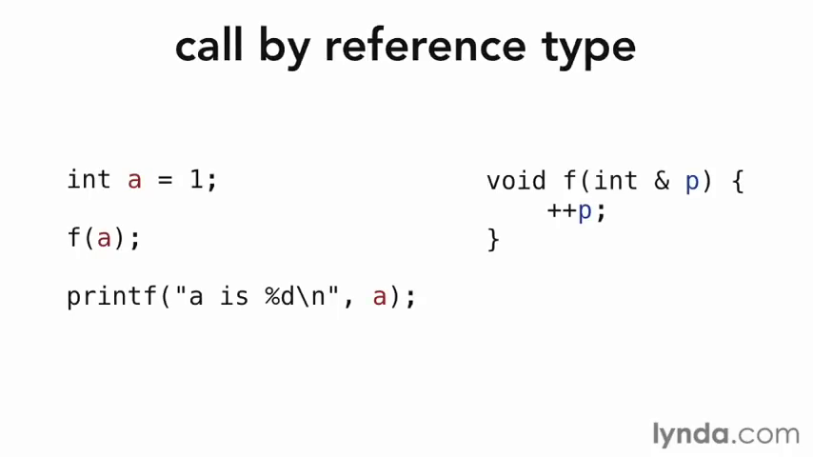In C++, you may also use the reference type to implement call by reference. This makes call by reference appear more implicit. This feature is not available in C.